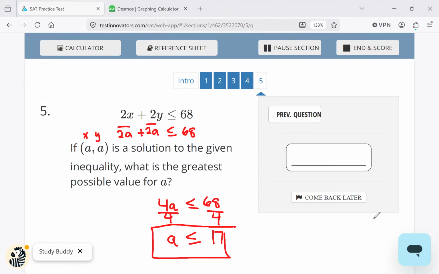Because they want the largest, you put it on the number line for 17. It's going to be a dark circle, and it's less than or equal to. So based on this inequality, what's the largest? It's 17. That's the largest it can go, and it's included because it has a dark circle. So yeah, definitely 17.